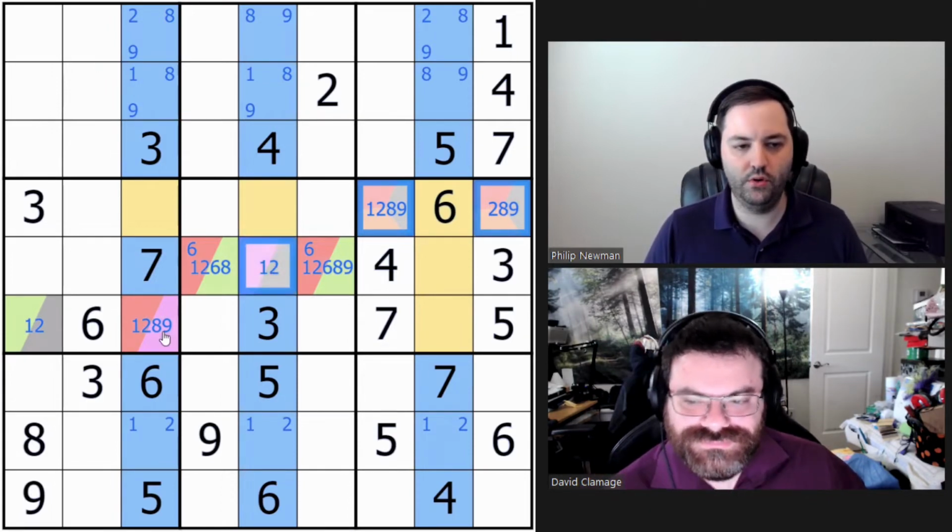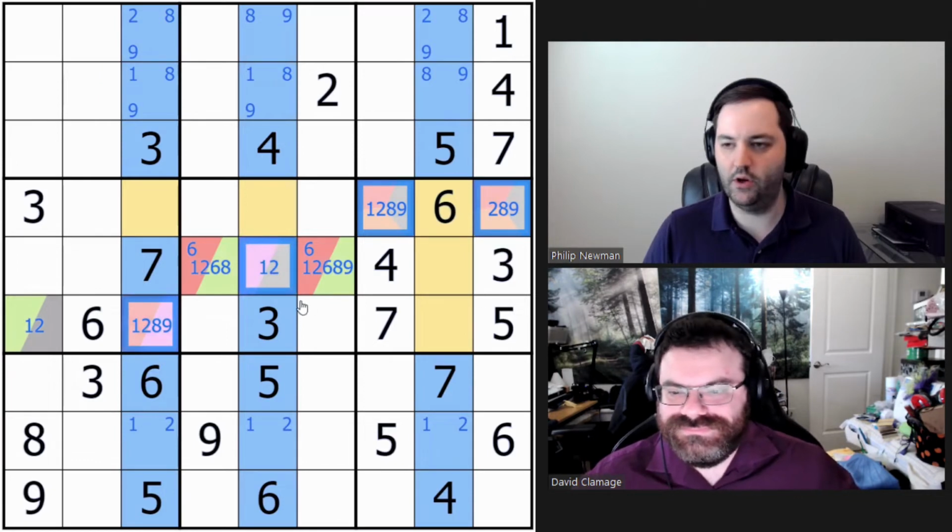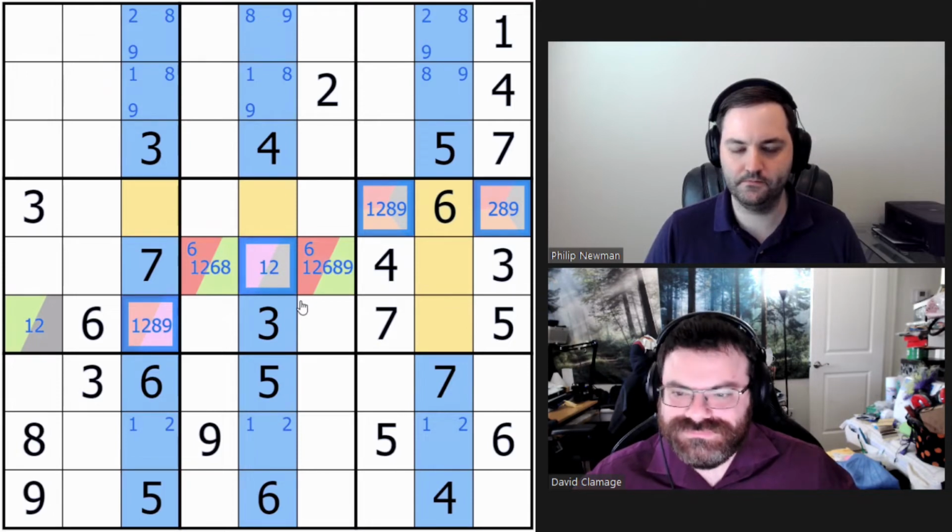We have 2 target cells that are in the same band as the base cells, but in different rows. They don't necessarily have to be in different rows from each other, but usually they are. The reason they usually are is that if they're in the same row, there's probably something simpler you can do. I'll show an example of that in a little bit.